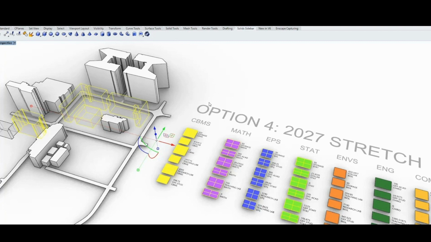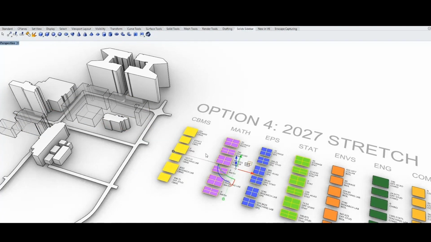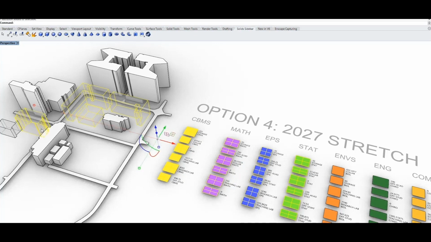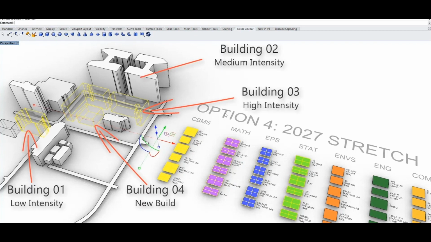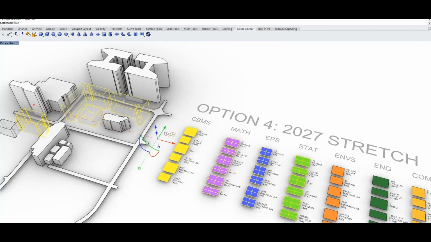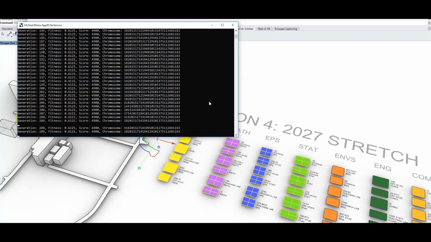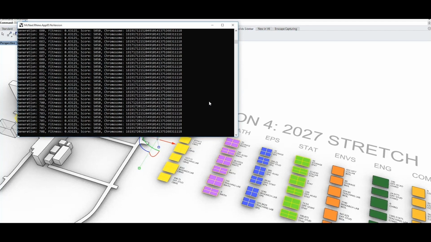What we're doing here is we're using genetic algorithms to start applying performance requirements, such as this department and this department require high intensity labs. This department is required to be associated with this, so maybe maths and stats need to be associated with environmental science. So we're applying not just space information, but performance and need information.